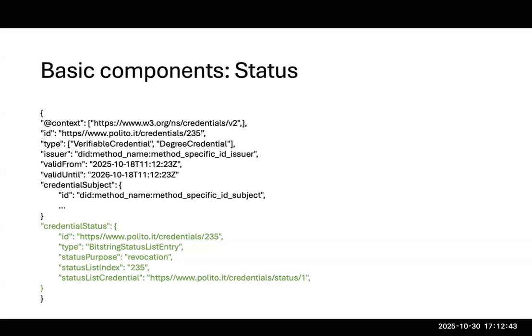The index in the bit string, I have to look for this particular credential. So in this example, again, 235. And where I find this bit string, the URL.